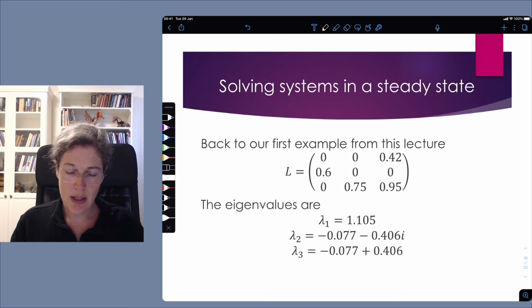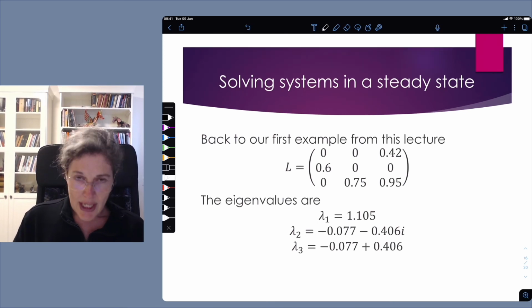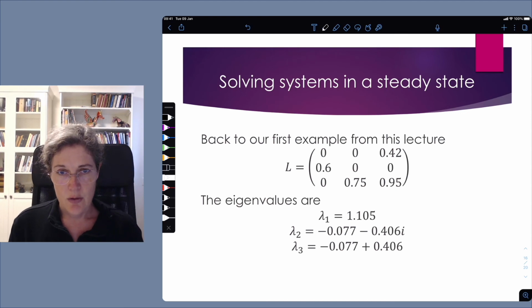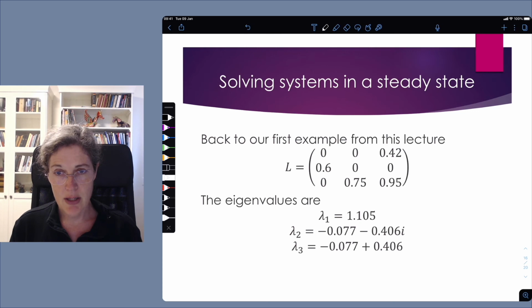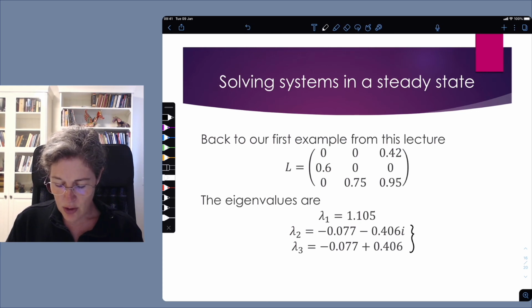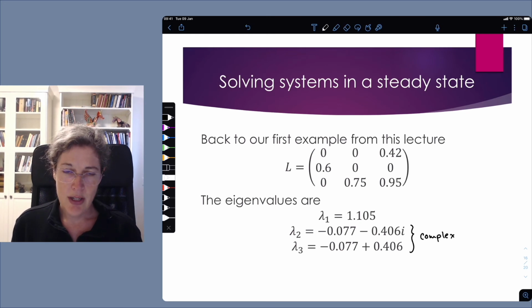So if we go back to our bison example, you could go ahead and solve this, but I just asked Wolfram Alpha to do this. And you will find that the eigenvalues for this Leslie matrix are 1.105 and then two complex values. And that shouldn't come as a huge surprise. When solving the characteristic equation for a matrix, you're solving a polynomial. We know that some polynomials have complex roots, so no big deal.